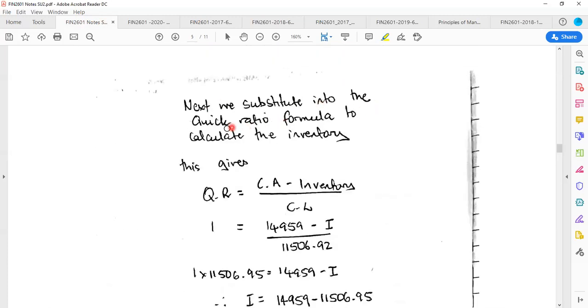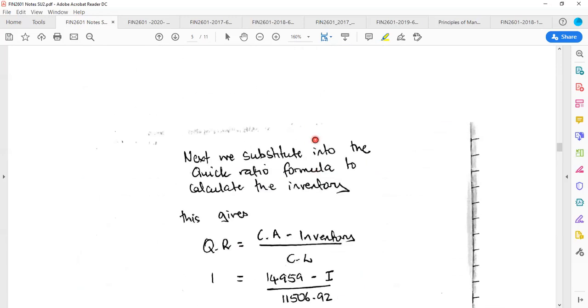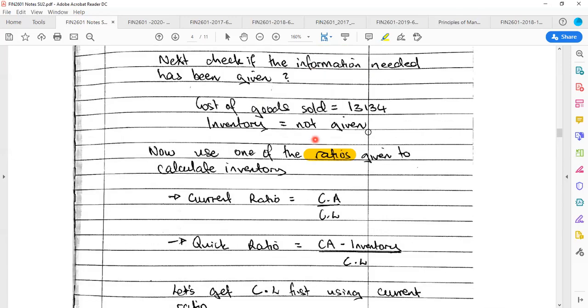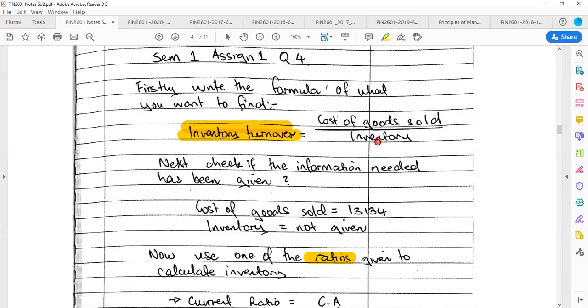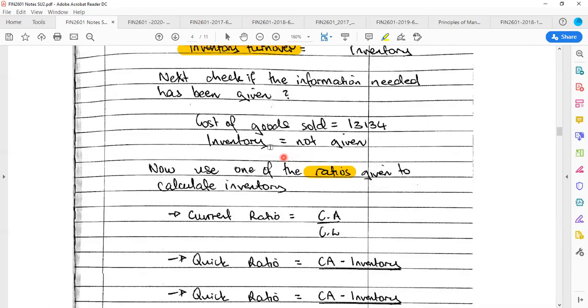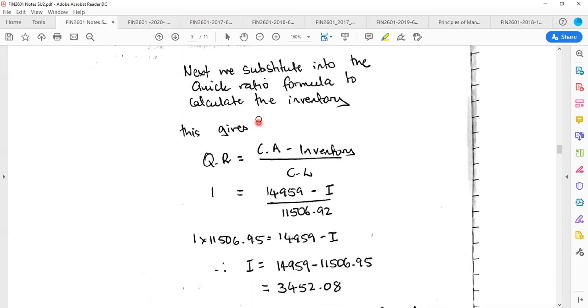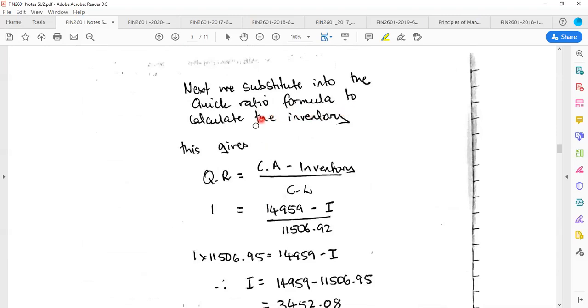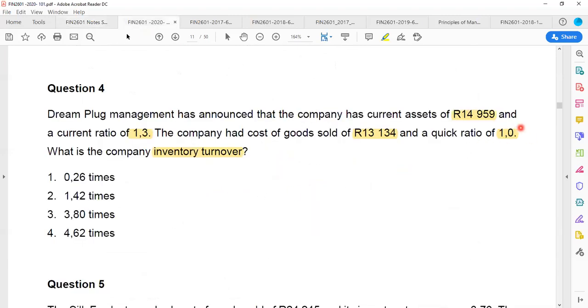So next we substitute into the quick ratio formula to calculate the inventory. Remember, we're trying to get the inventory so that we can substitute it here. We weren't given this inventory, so we are using the other financial ratios to help us get it. So our quick ratio is equal to current assets minus inventory over current liabilities. We've been told that our quick ratio is 1.